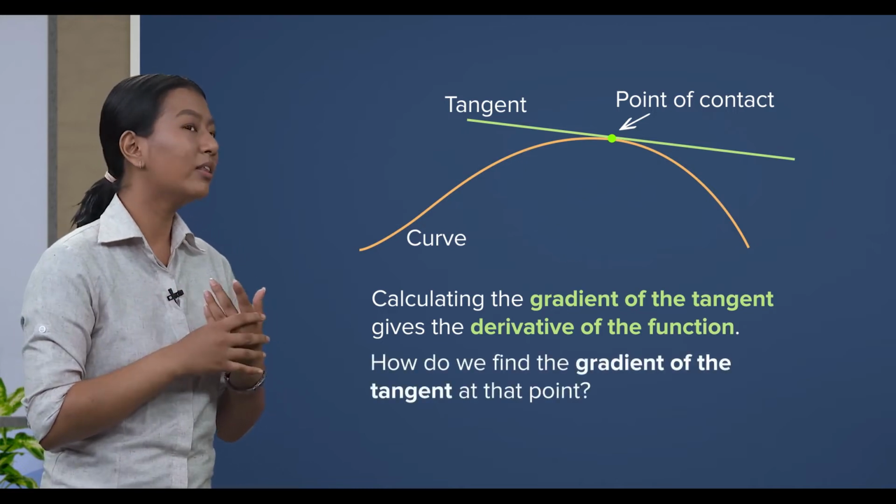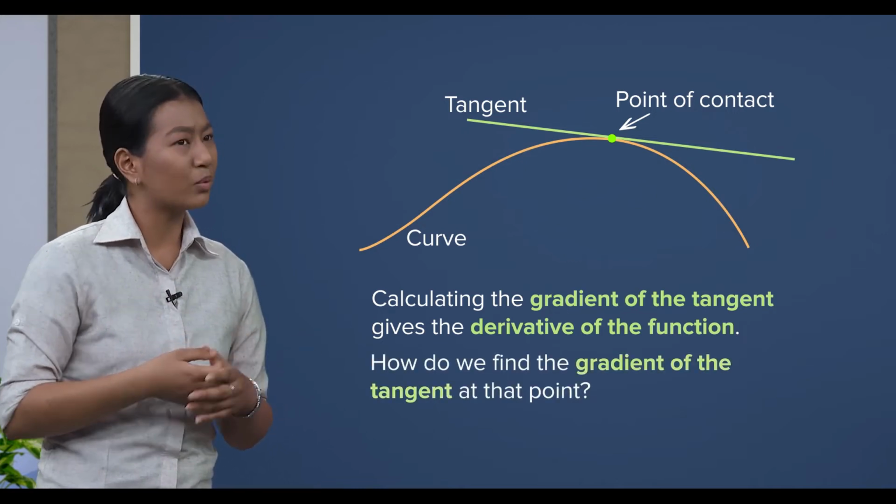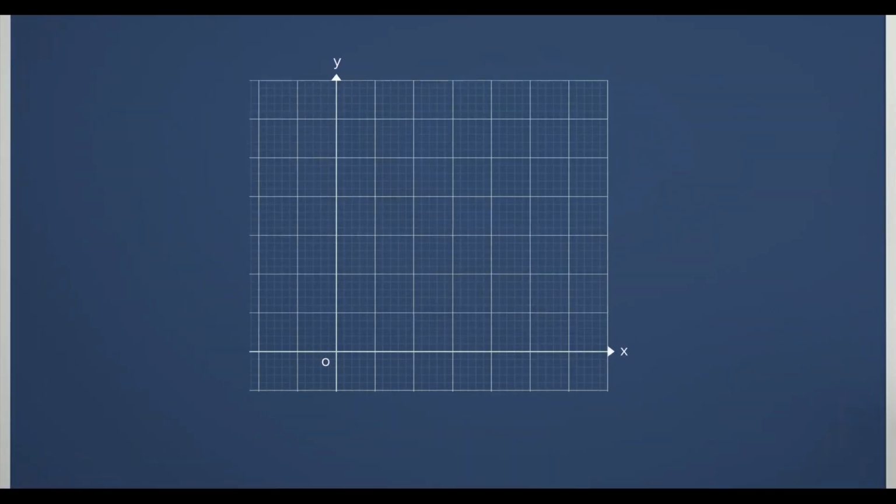And how do we find the gradient of the tangent at that point? This is what we are going to learn today. Let me show you some geometrical interpretations. Suppose a curve y equals f of x is as such. Let A be any point on the curve, where we want to find the gradient of the tangent. Let B be another point on the curve that is fairly close to the point A.